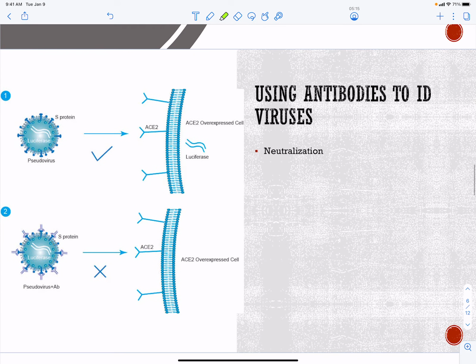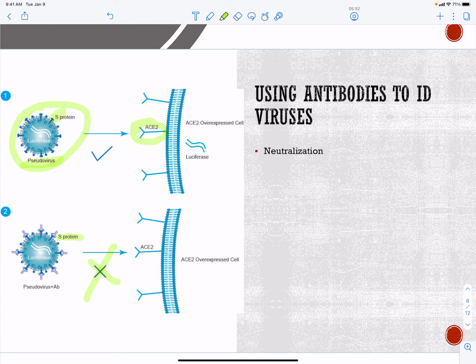Now, a neutralization test is very straightforward. I don't have to say too much about this. Basically, you have a virus, and in this case, it's a pseudovirus, which means it's not SARS-CoV-2, but they just added the S protein, the spike protein, to the surface of the pseudovirus. Now this virus can infect ACE2 expressing cells. If you add someone's antibodies, anti-S protein antibodies, you are now blocking the interaction and the virus cannot enter the cell. So you're neutralizing the virus's ability.